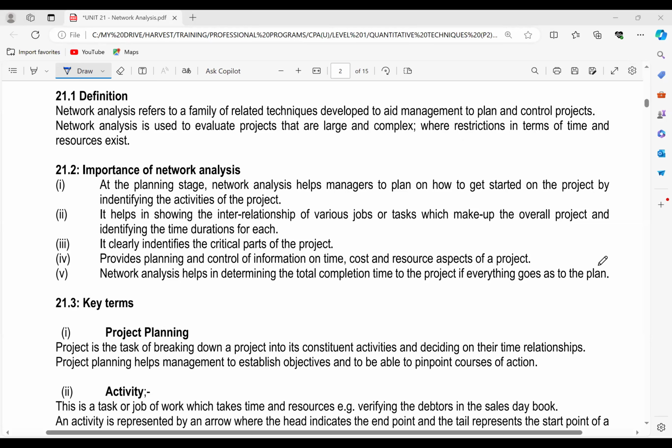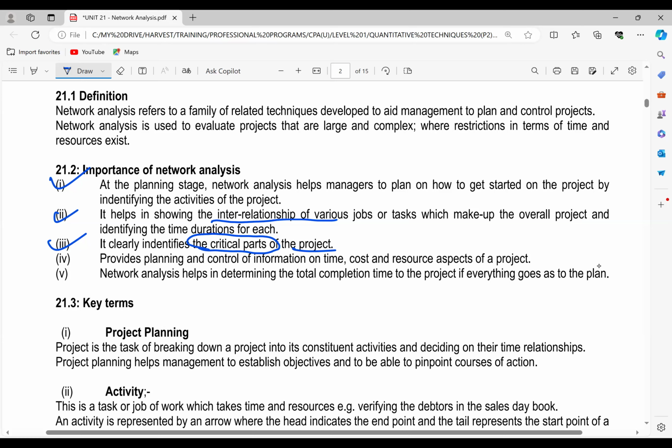Network analysis, again, helps in showing the interrelationship of various jobs or tasks which make up the overall project and identifying the time durations of each interrelationship, how the different projects are related. Network analysis clearly identifies the critical parts of the project.